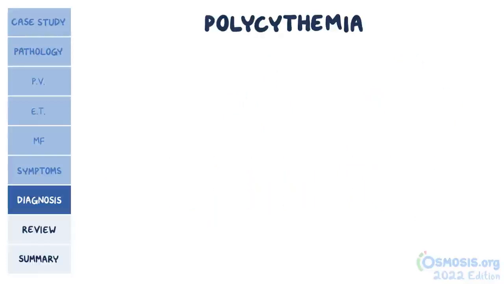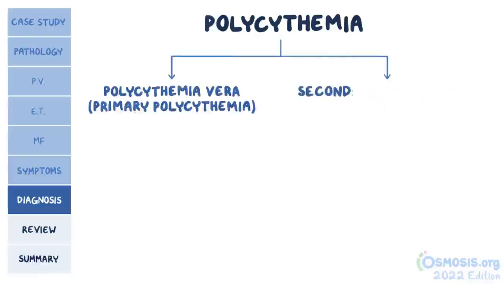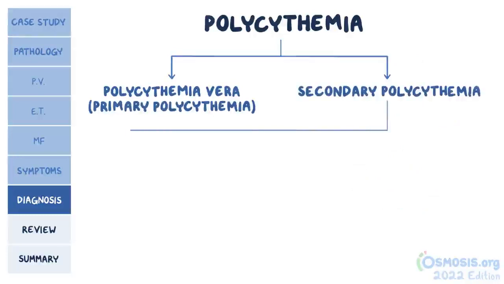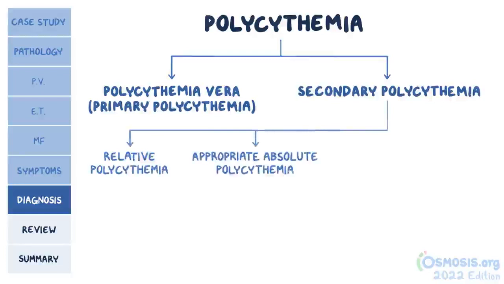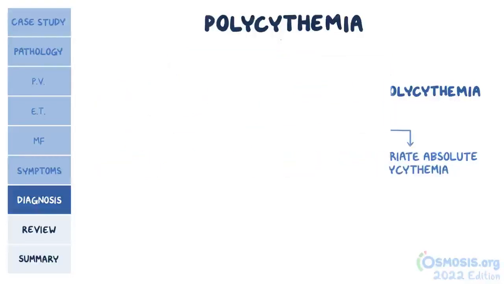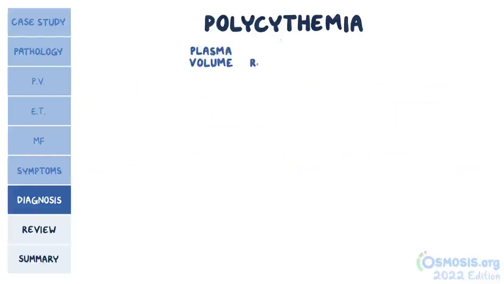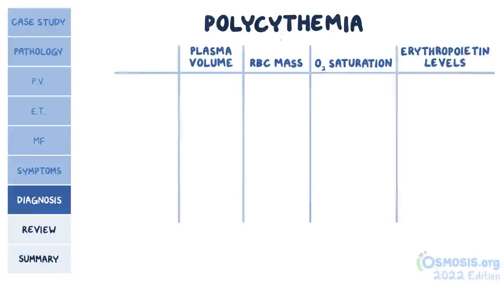Now, on your exam, you might need to differentiate between polycythemia vera, which is also referred to as primary polycythemia, and secondary polycythemia, which is further subclassified into relative polycythemia, appropriate absolute polycythemia, and inappropriate absolute polycythemia. To differentiate the causes of polycythemia, we'll be looking at 4 laboratory parameters: plasma volume, red blood cell mass, oxygen saturation, and erythropoietin levels. So, starting with secondary polycythemia.